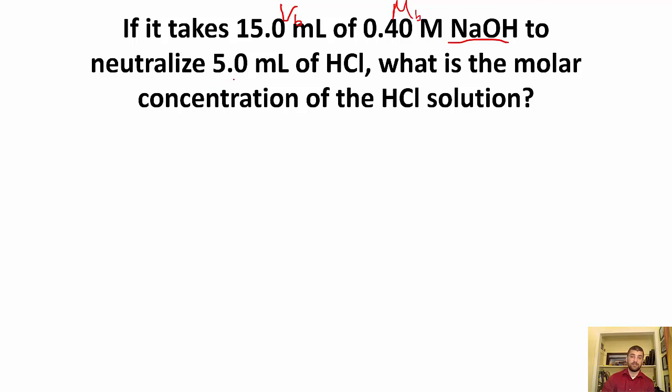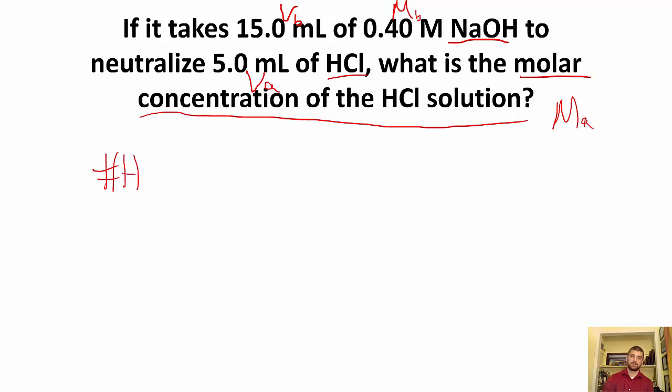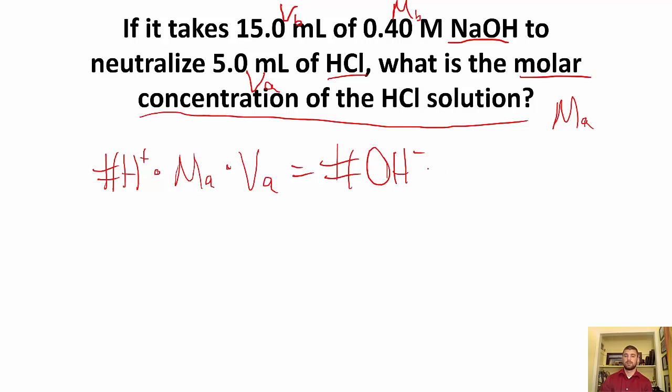Now this 5 milliliters is a volume, HCl is an acid, so that's my Va. What is the molar concentration of the HCl? So it's asking for Ma. So we got the number of H plus times the molarity of the acid times the volume of the acid has to equal the number of OH minus times the molarity of the base times the volume of the base. All right, well, this is the only thing we don't know.